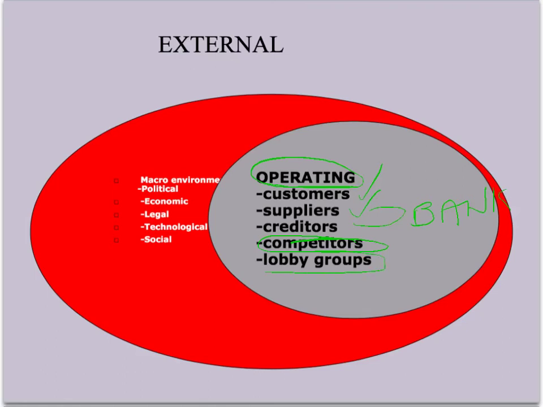Lobby groups. Let's have a quick look at the lobby groups. Lobby groups, alternatively called pressure groups or special interest groups, actively campaign to have LSOs adopt their view into their policies. For example, the environmental groups, trade unions or consumer groups place pressure on these organisations to incorporate their views into their policies. For example, the environmental groups place pressure to reduce carbon emissions and to become environmentally friendly.